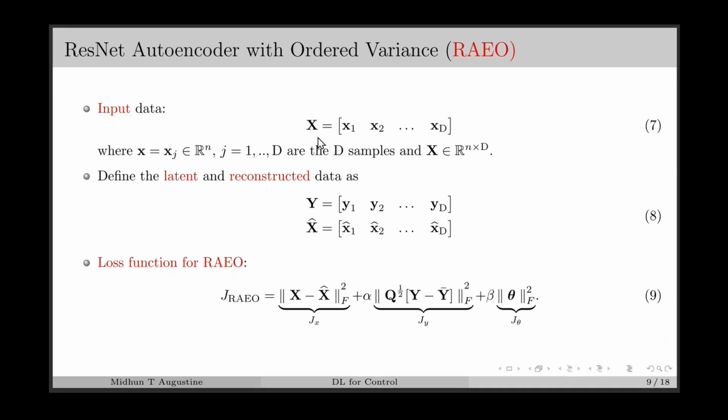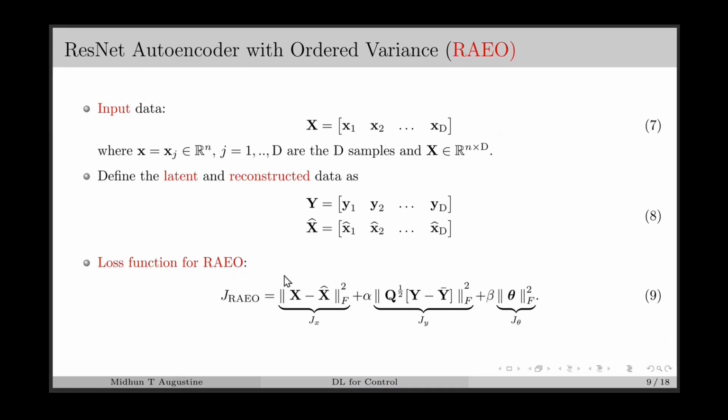Now we have the unlabeled data set X as in equation 7, and we can define the latent and reconstructed data similar to autoencoder as discussed in the previous lecture, where this latent matrix Y contains D samples of the latent vector, and the reconstructed matrix X hat contains D samples of the reconstructed vector. Now using this, we can define the loss function for RAEO as in equation 9, and this is also similar to the AEO as we discussed in the previous lecture.